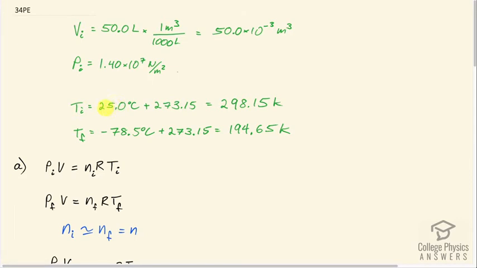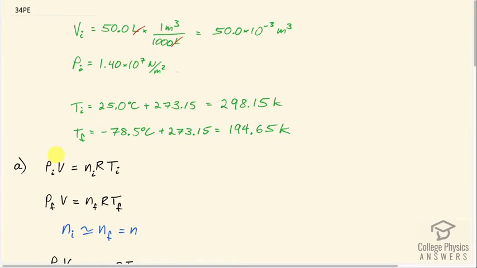So the initial temperature is 25 degrees Celsius, which we have to convert into Kelvin by adding 273.15. And we do the same to the final temperature. And this works out to 298.15 Kelvin initial temperature and 194.65 Kelvin final temperature. The initial volume we convert into cubic meters by multiplying by 1 cubic meter for every 1,000 liters.